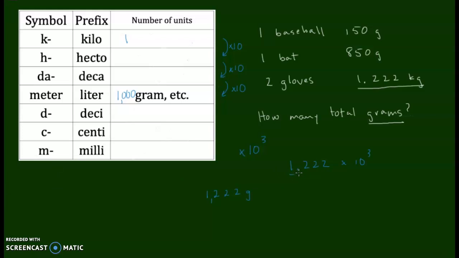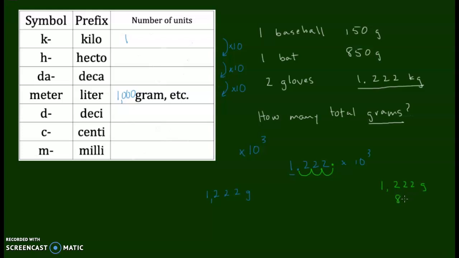I could also do the same thing by moving the decimal point. Since we're multiplying, we're moving it to the right. Moving it to the right one spot would be times 10. Times 10 is 100. Times 10 is 1,000. And our decimal point would end up at the end, which is the same for both. So the two gloves weigh 1,222 grams.